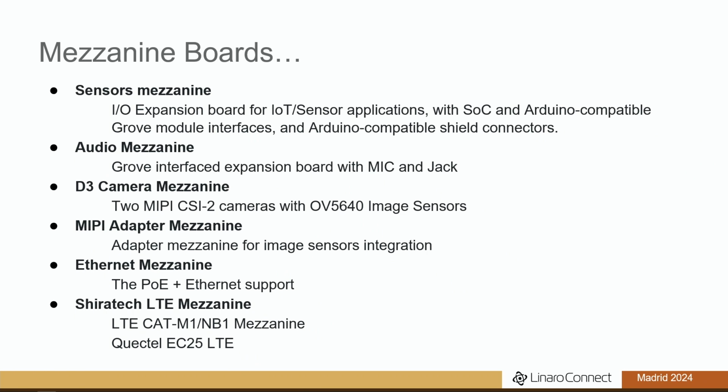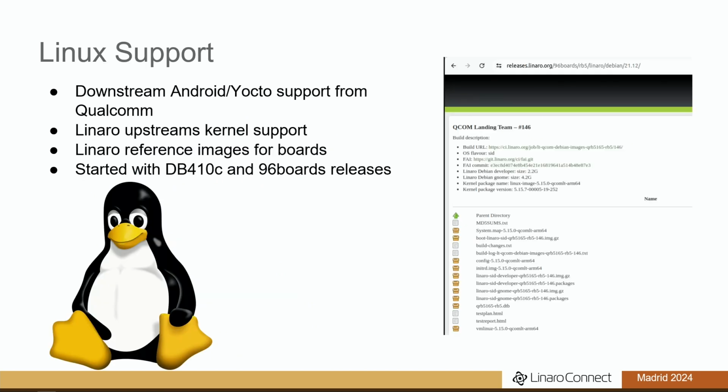So this is the hardware support, and now I'm going to switch to what Linaro does best, which is the Linux and software support. So on the Linux side, if you buy this board from vendors like Thundercomm, you will get Android images or the Yocto support from them. But what Linaro typically has been doing since 2014 for these boards is to upstream Linux kernel support and then build Debian and Yocto images for these things.